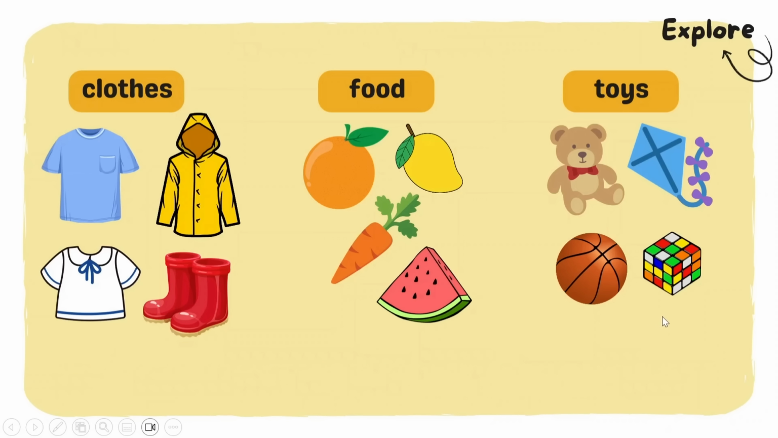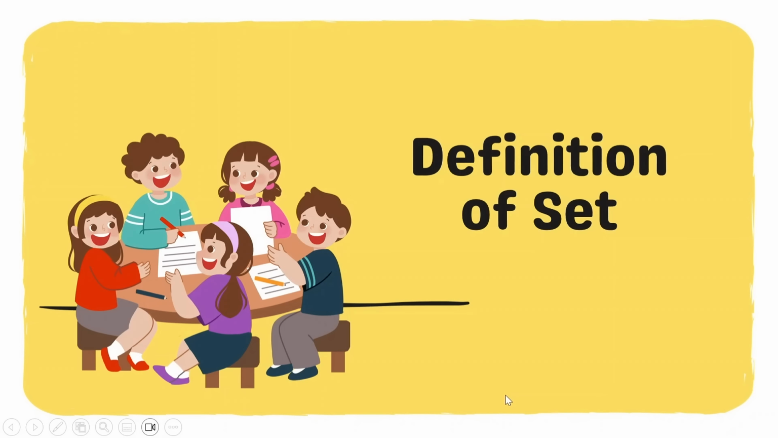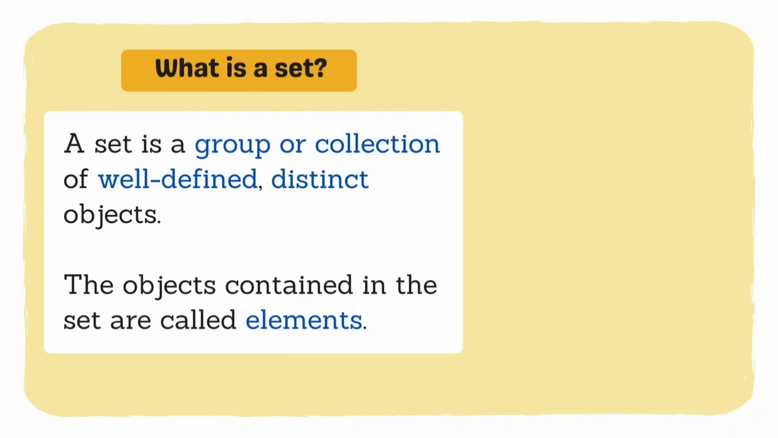Because these are actually the examples of what we call a set. Okay? So these 3 groupings are what we call sets. Now what is the definition of a set? Okay, a set is a group or collection of well-defined or distinct objects. Now, the objects contained in the sets are called elements.